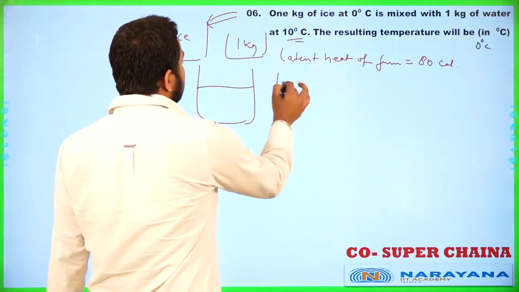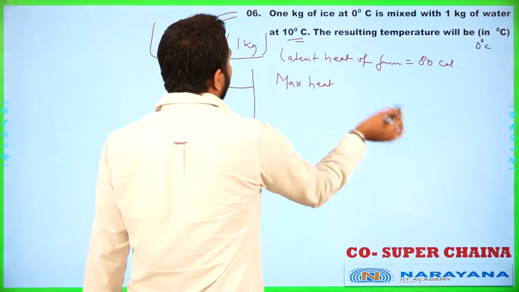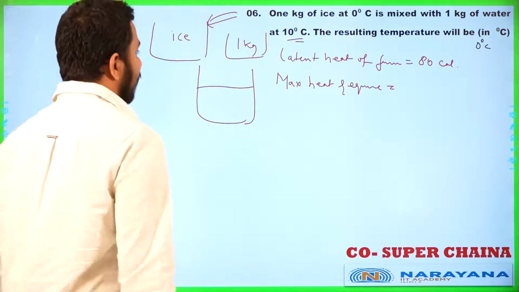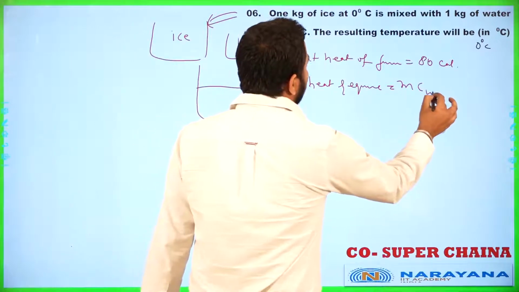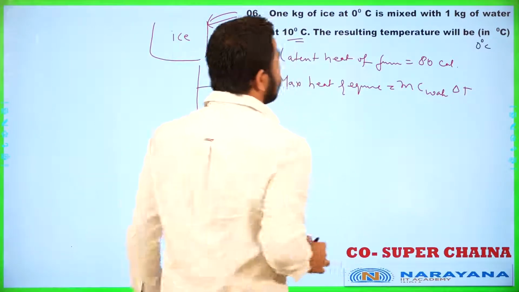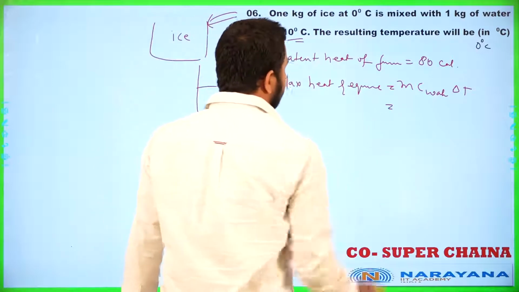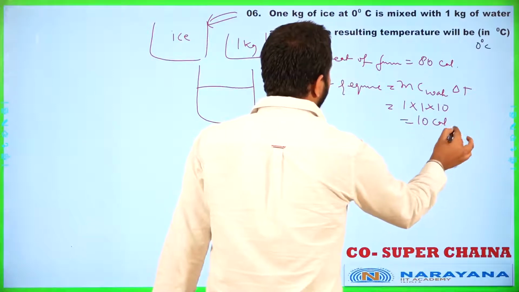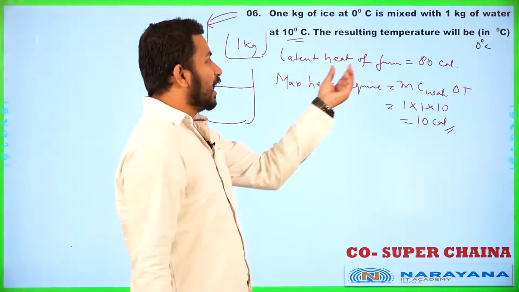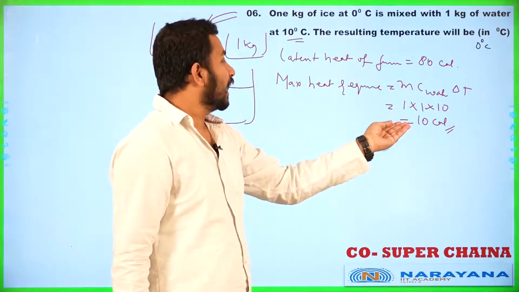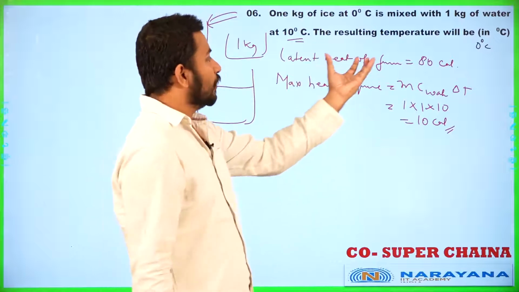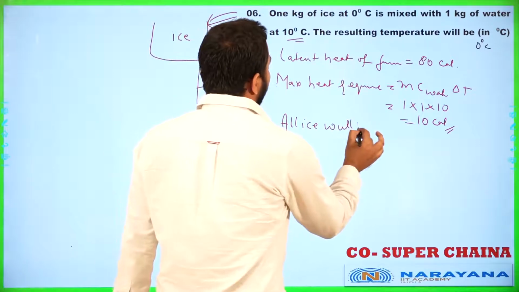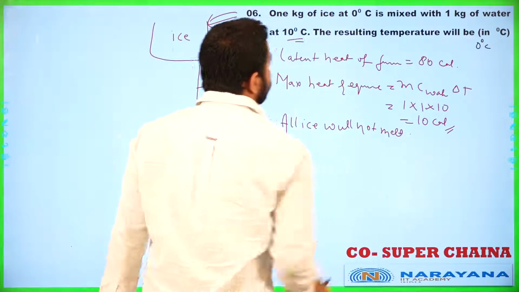Now the maximum heat which is required for water, I can write the maximum heat as m C water into delta T. What is delta T here, student? So delta T is 10. So if I plug the values here, I'll get 1 into 1 into 10. So I am getting here 10 calorie of heat is required. So the available heat is 80 calorie and required heat is 10 calorie. So obviously all the ice will not melt.